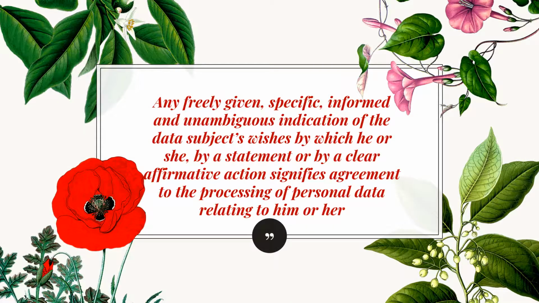So the ICO defined consent as any freely given, specific, informed and unambiguous indication of the data subject's wishes by which he or she, by a statement or by a clear affirmative action, signifies agreement to the processing of personal data relating to him or her. So that means that tick boxes on forms must not be pre-ticked. The boxes must be there, so yes, you want to opt in, or no, you do not want to opt in, and the individual must tick the relevant box. That is giving the power back to the individual on whose data you're processing.